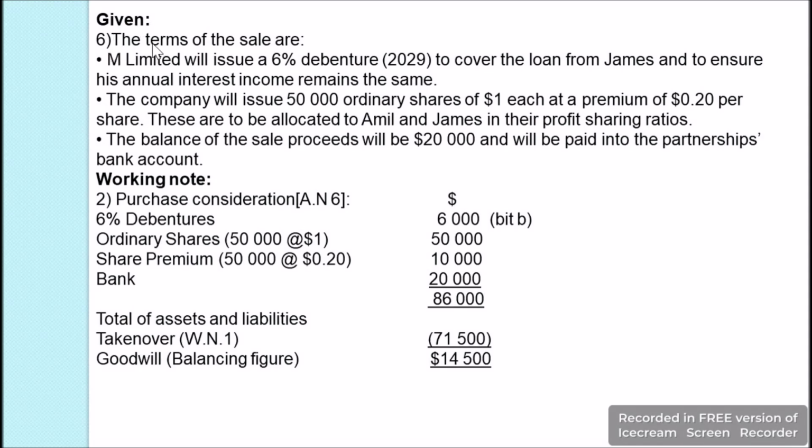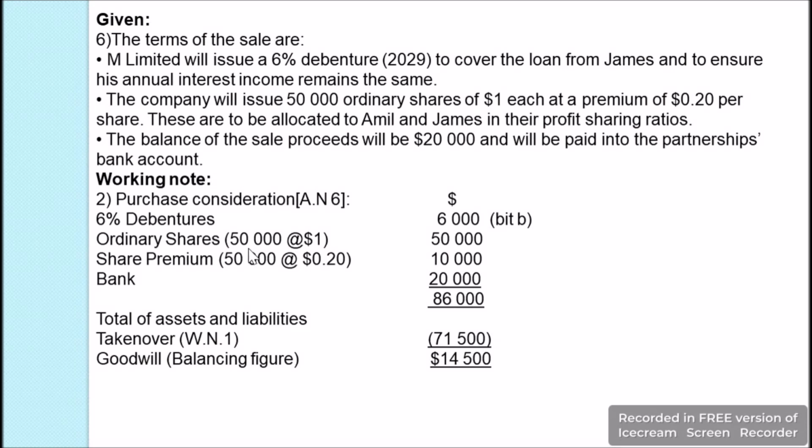Now furthermore, the terms of sale were mentioned, and this is the purchase consideration. It was mentioned that M Limited will issue 6% debentures 2029 to cover the loan from James and to ensure his annual interest income remains the same. The company will issue 50,000 ordinary shares of $1 each at a premium of 20 cents per share, and these will be allotted to Amel and James in the profit sharing ratio. The balance of the sale proceeds will be $20,000, and this will be paid into the partnership bank account.